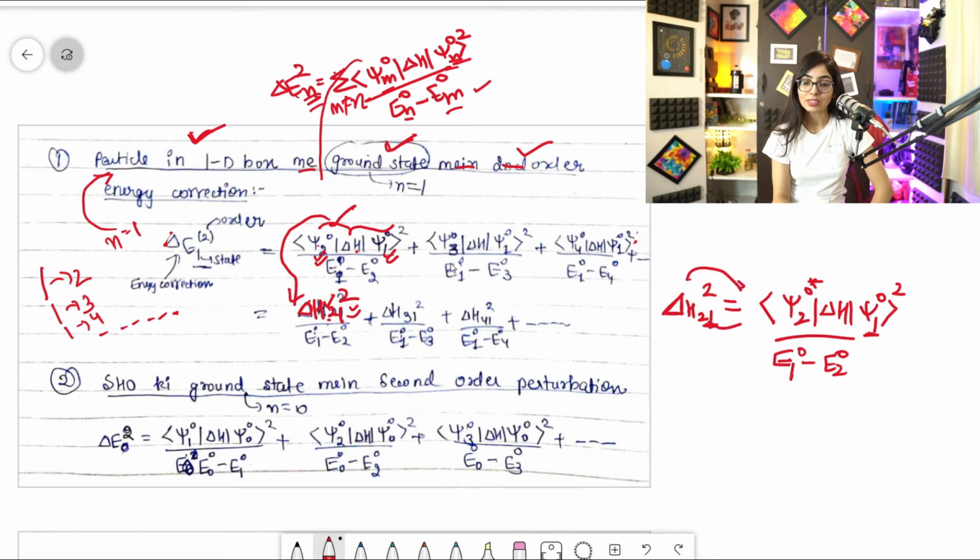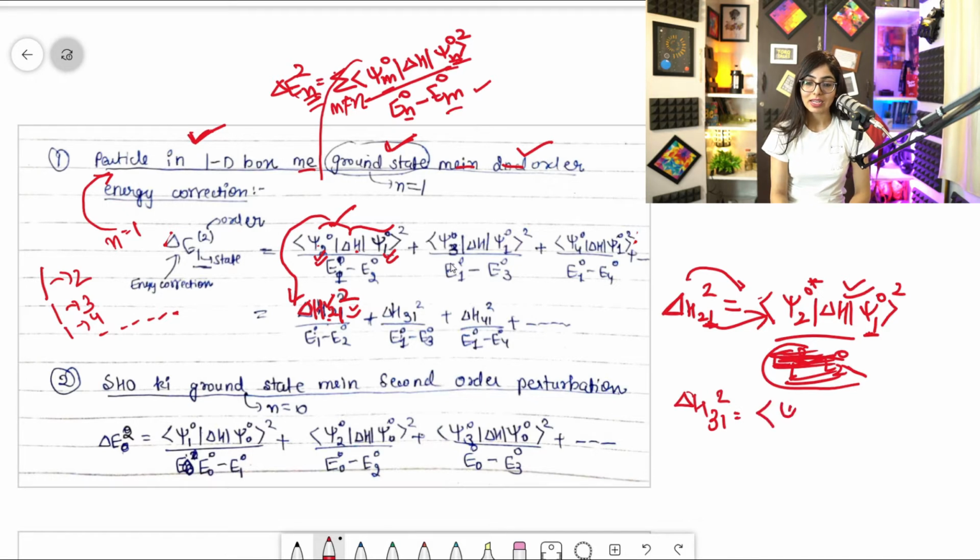So the meaning is the same as this. Basically it is E1 naught, and this is a different one; this does not come here. I have written the formula only, but here delta H21 square basically means this thing. If I have to write delta H31, it will become like this: delta 3 naught star and delta H and this psi 1 naught square.